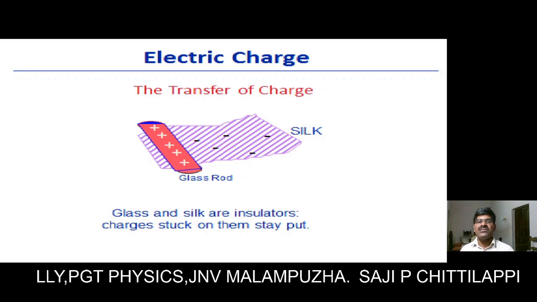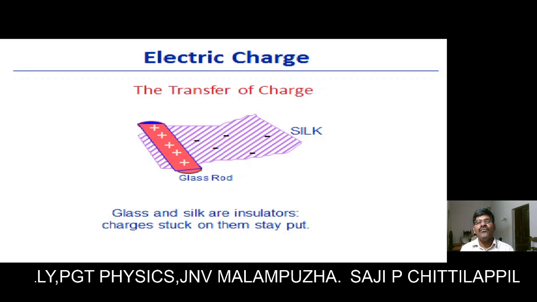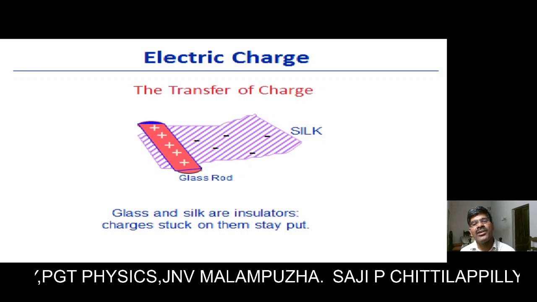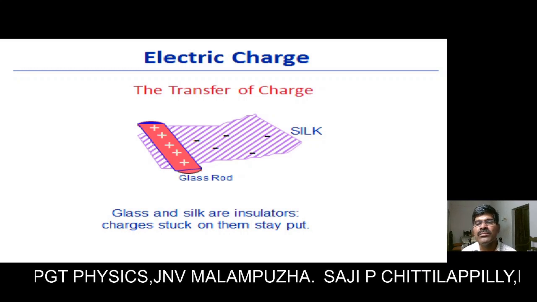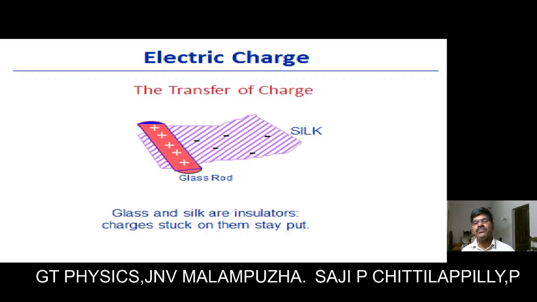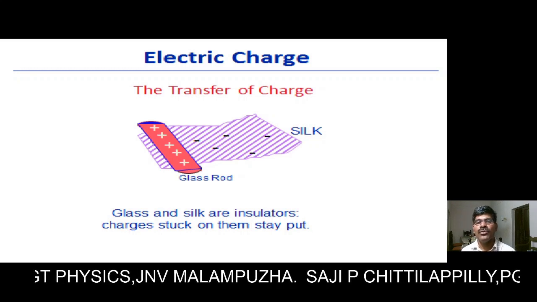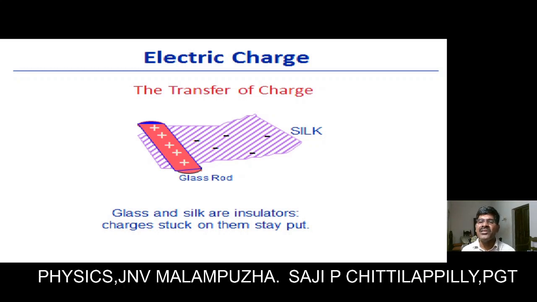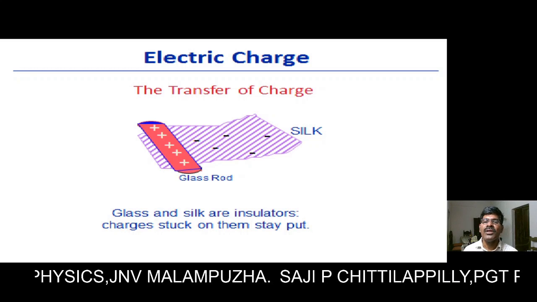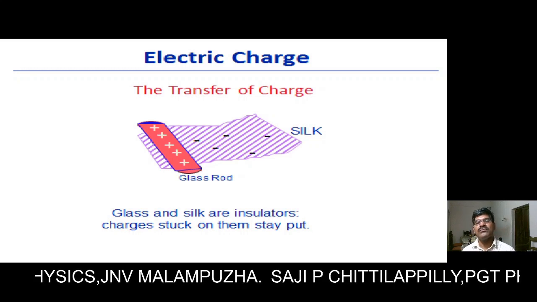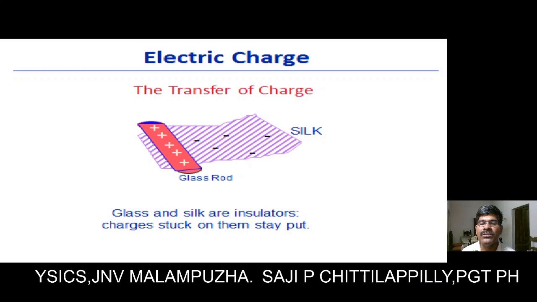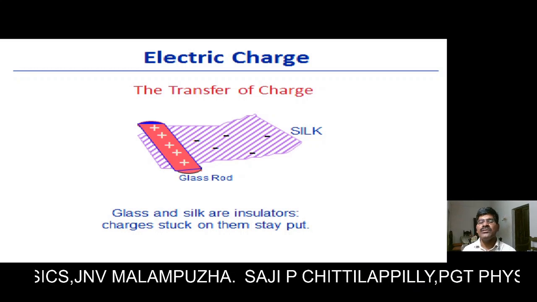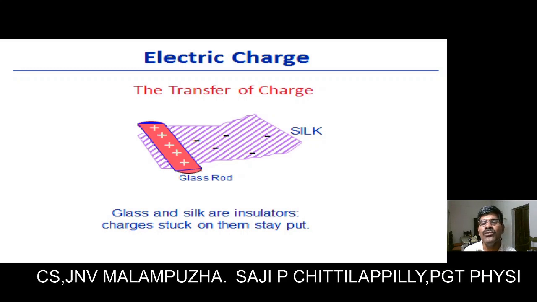We can explain like this. When a glass rod is rubbed with silk, electrons are transferred from glass to silk. We know about an atom. Electrons are placed in shells. Valence electrons are loosely bound. Due to friction, these electrons will transfer from one body to another.